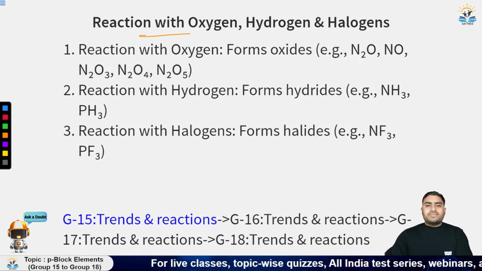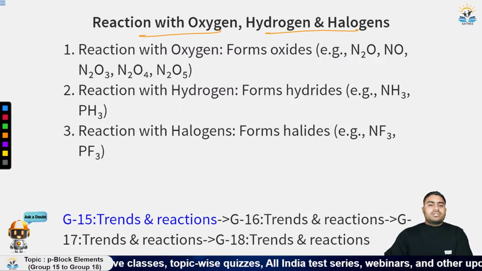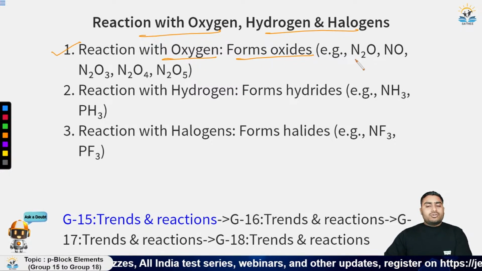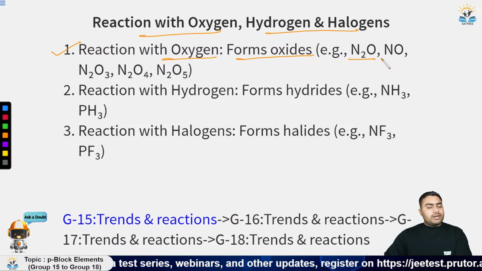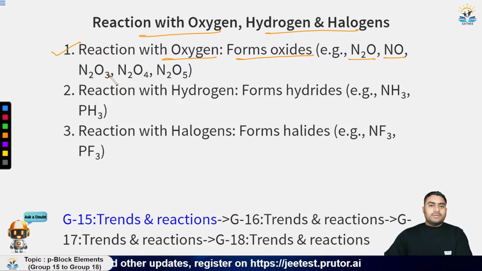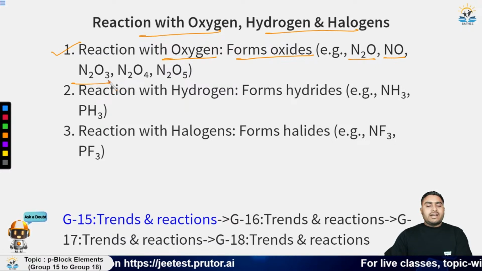You can see reaction with oxygen, hydrogen and halogens. The first reaction is reaction with oxygen. It forms oxides like nitrogen oxides. You can see dinitrogen oxide, N2O, like you can see NO. N2O is also named laughing gas. NO is nitric oxide or nitrogen monoxide. You can see N2O3, dinitrogen trioxide. You can see N2O4, N2O5.